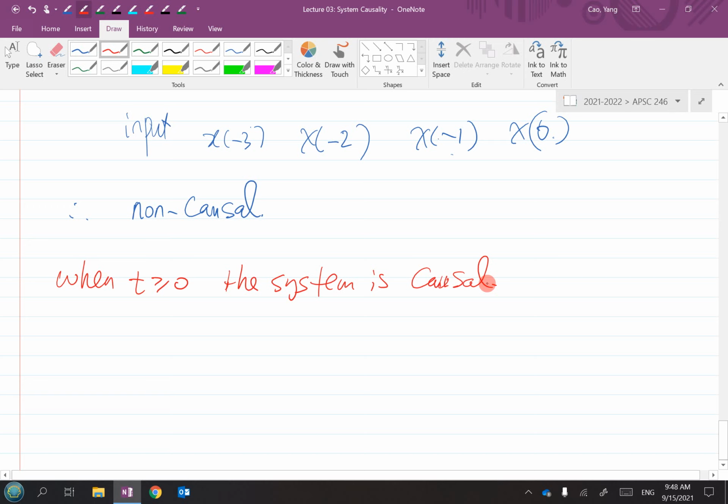Good. I don't have much time, so I don't want to introduce a new concept. Maybe let's just have one more simple example here. Let's continue to stimulate our brain until we know exactly what we need to do in terms of determining the causality of a system.